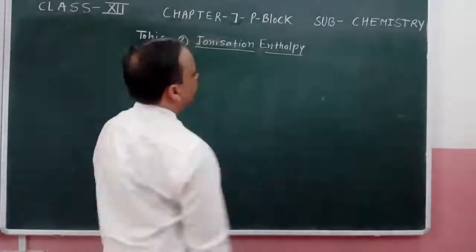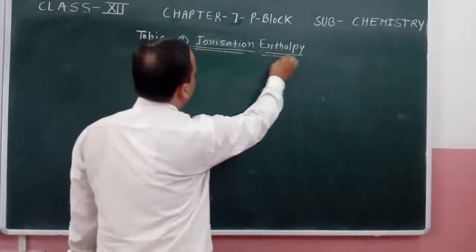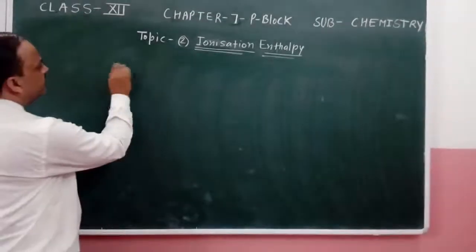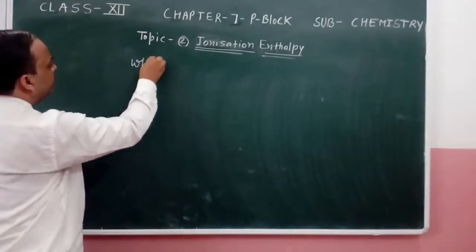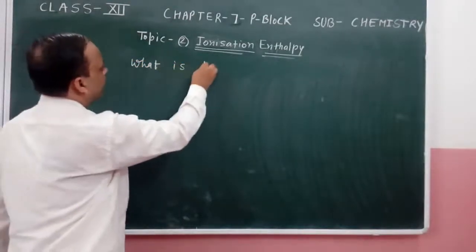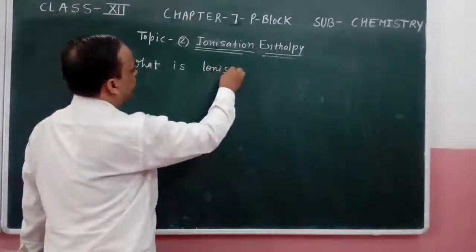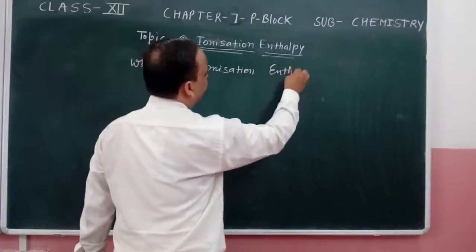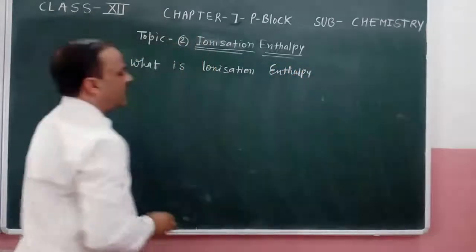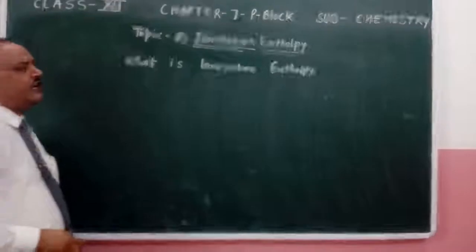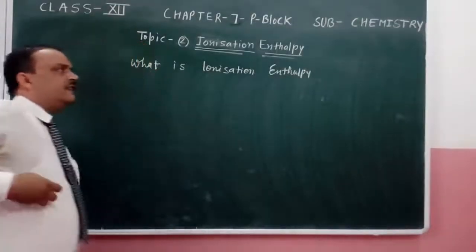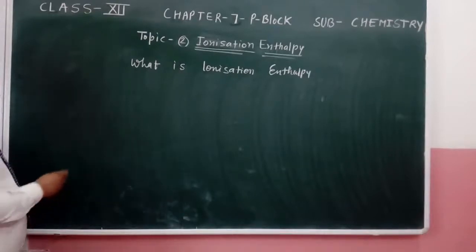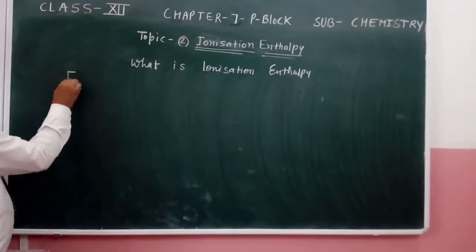Ionization enthalpy. First of all, we have to understand the meaning of this word. What is ionization enthalpy? Actually, ionization enthalpy is the energy required in the removal of the electron from the outermost shell.